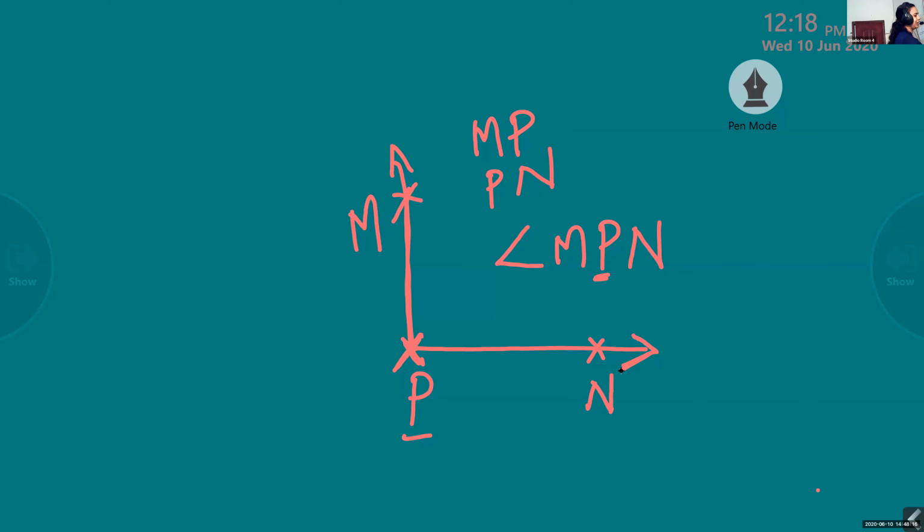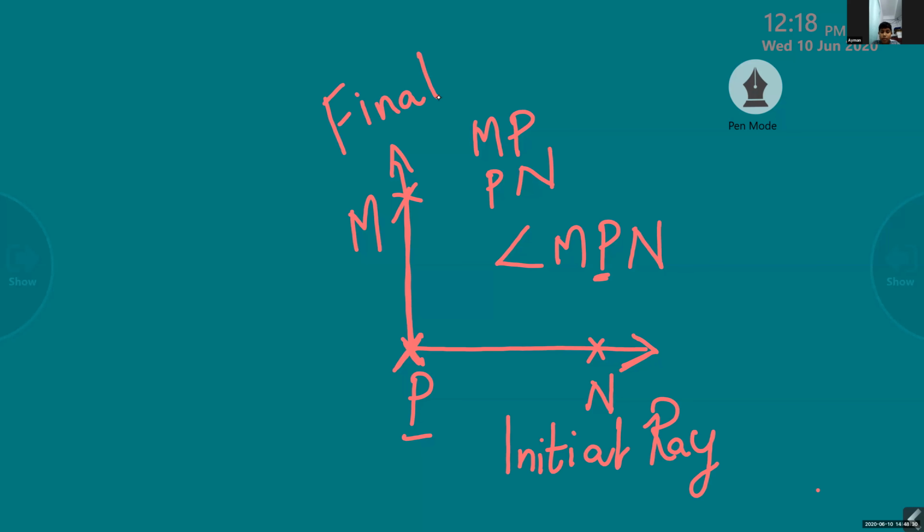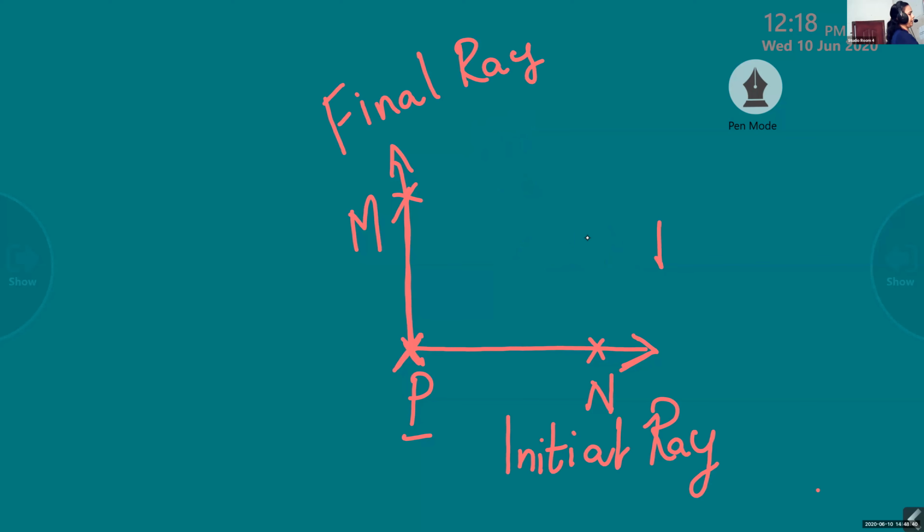So we have this arm, that is the initial ray. And the other arm, that is the final ray. Ma'am, PN is initial ray. Here PN is the initial ray and PM is the final ray. And we will always say the angle.